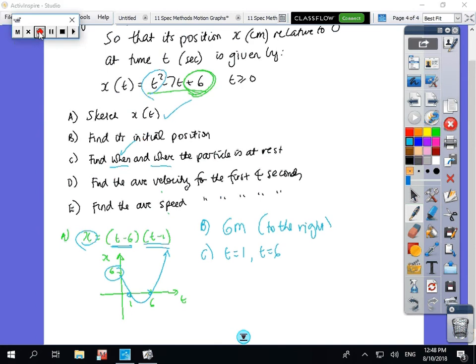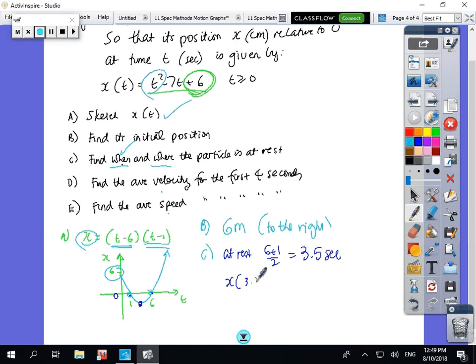Hang on a sec, I just made a mistake. I've just checked my notes. That's not when the particle's at rest. The particle is at rest when it's stationary, where it's not changing position. So it's stationary between 1 and 6. So at rest is between those 2 points: 6 plus 1 over 2, so it's at rest at 3.5 seconds. So 1 and 6 is when it's at 0. My mistake. So that's the when, and the where will be the x answer.